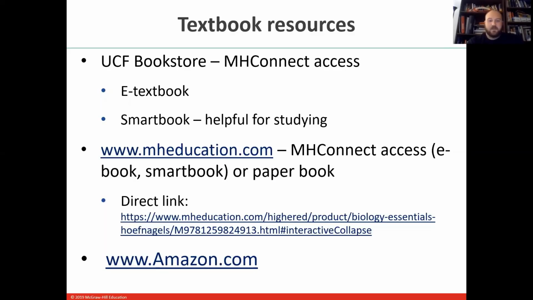So the way you can get to that is mheducation.com, and it'll give you access to that. You can just buy the book on Amazon, or you can get it through the bookstore. Totally up to y'all if you want to get it or not, but I really recommend it. It's going to help you study, and hopefully you're not going to be totally lost in this course. So, totally up to you, but I really recommend it.